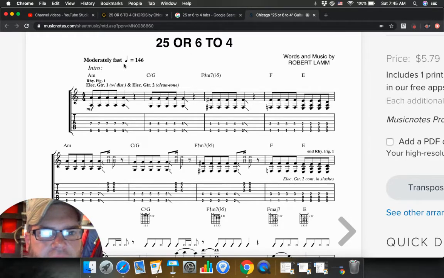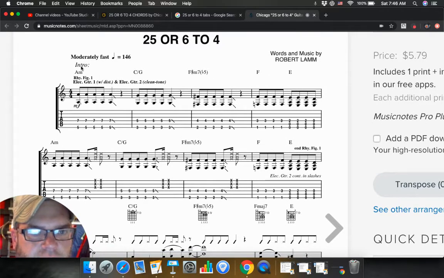So we've got our tempo here, fairly fast, more than 2 beats per second. We're at the intro section. We clearly could have started at a chorus, but we're at the intro, as said here. Rhythm guitar plays figure 1.